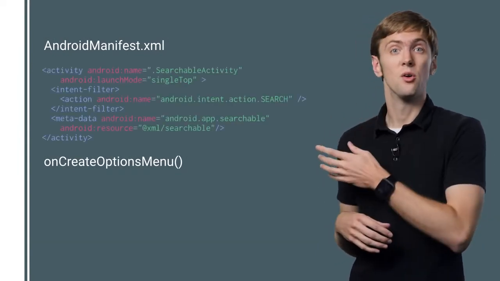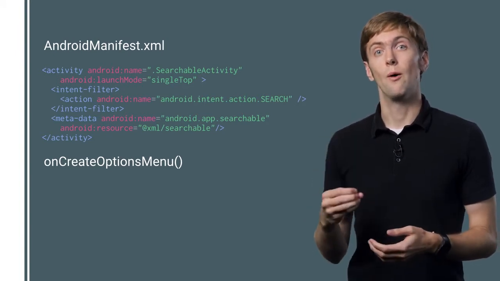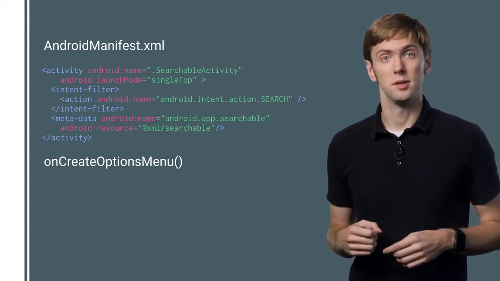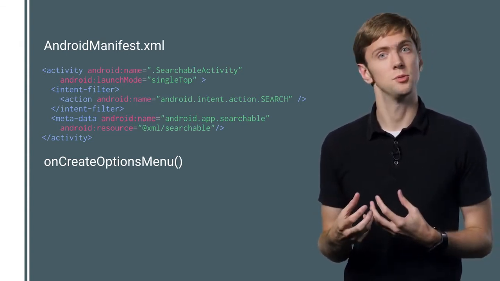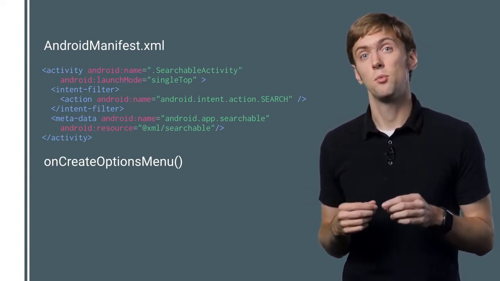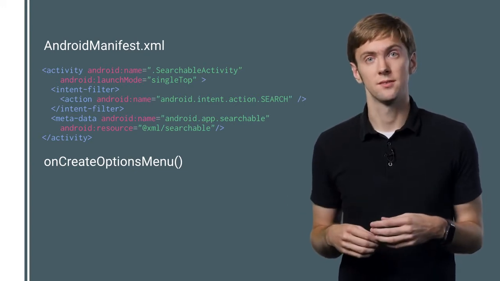Then you'll associate that searchable configuration with an activity. This is the activity you want to go to when the user submits a query. You'll note we use single top launch mode. This is important if you have a search view on your searchable activity, say to do a second search. And this launch mode prevents a potential giant backstack of search result screens.